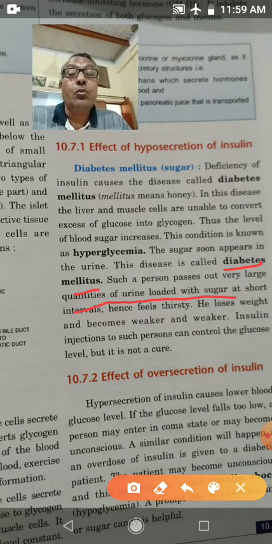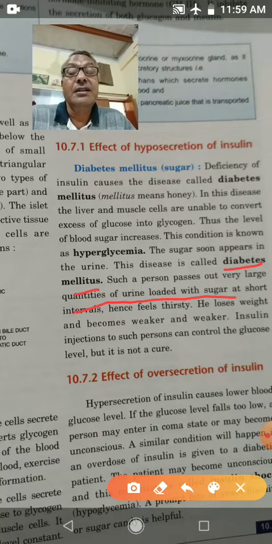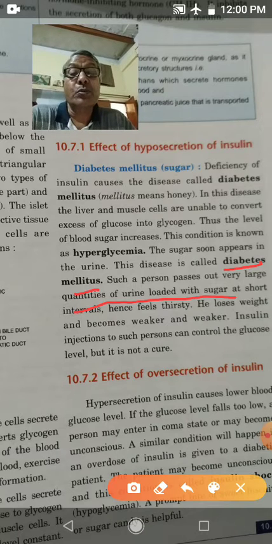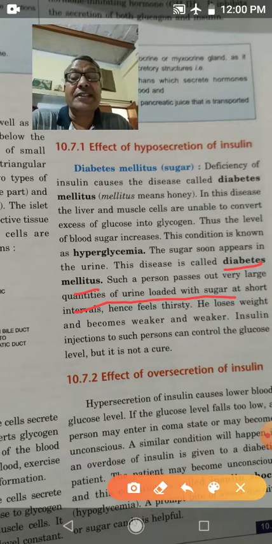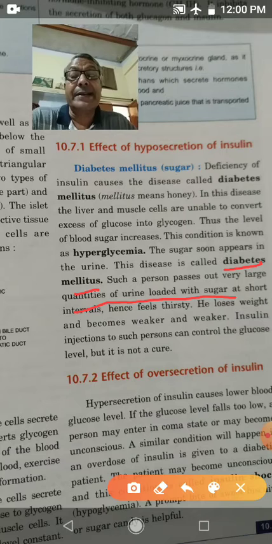Due to this, the weight of the person is lost, the body becomes weak, and day by day weakness will increase. So in that case, only insulin injection is useful. This disease, diabetes mellitus, is not cured completely or permanently. Persons have to take insulin injections for controlling the glucose level.